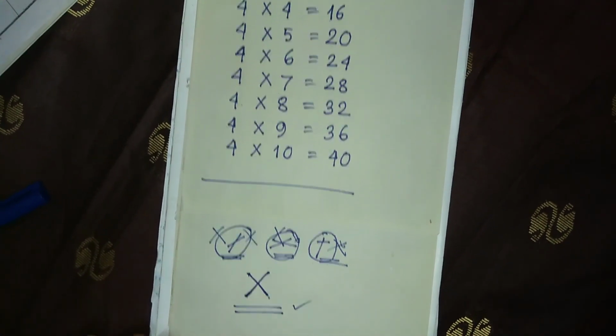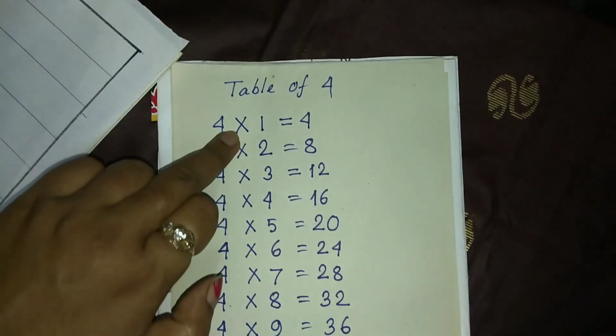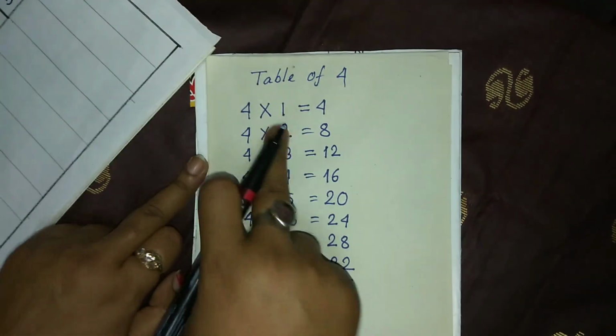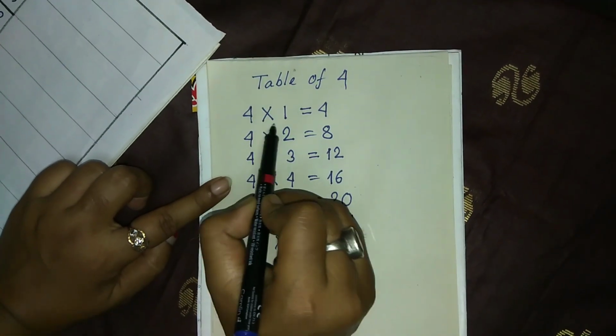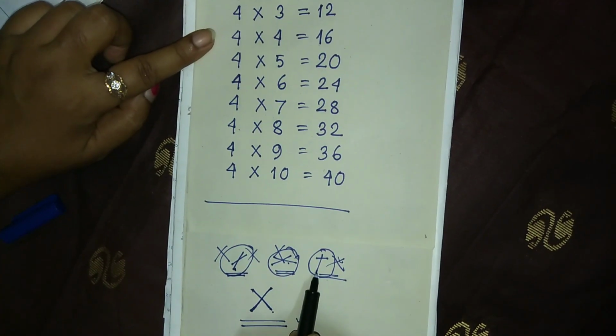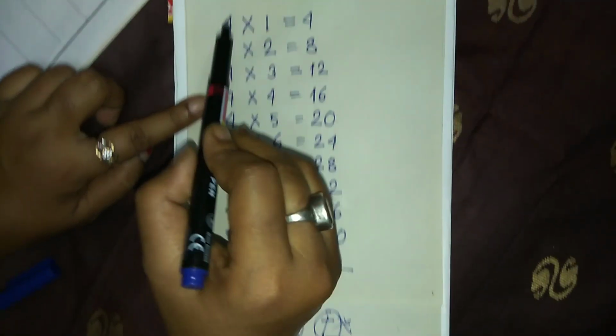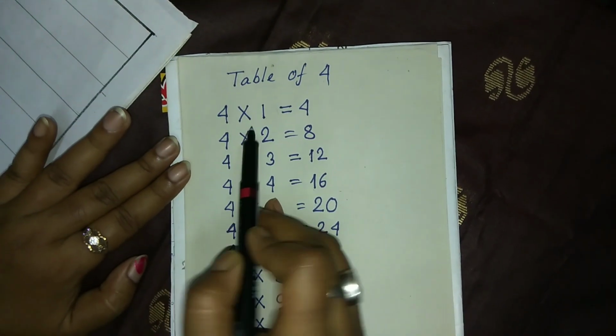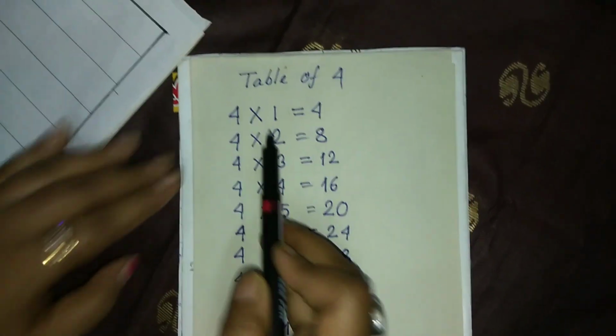So when you write the multiplication table of 4, use this X symbol, because this is the symbol. 4 multiplied by 1 is equal to 4. You have to write like this, nothing of this type, no need for that. At least try to write this. Okay, so you will practice, and you need more practice.